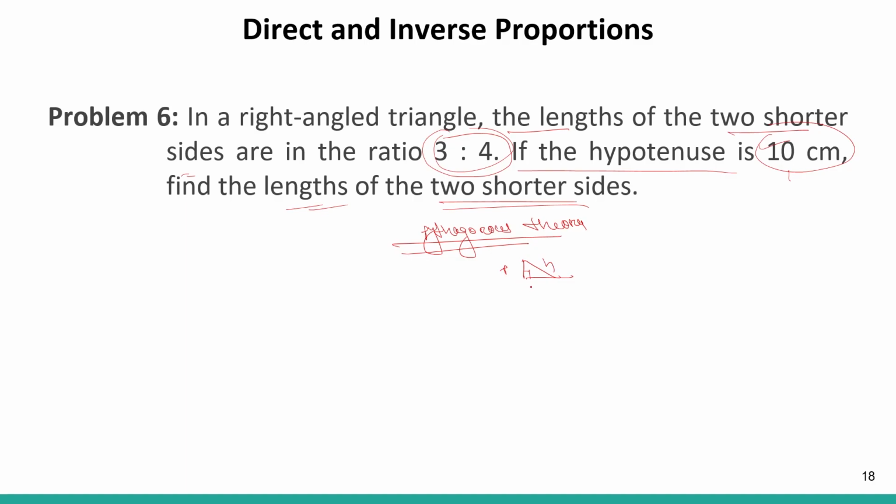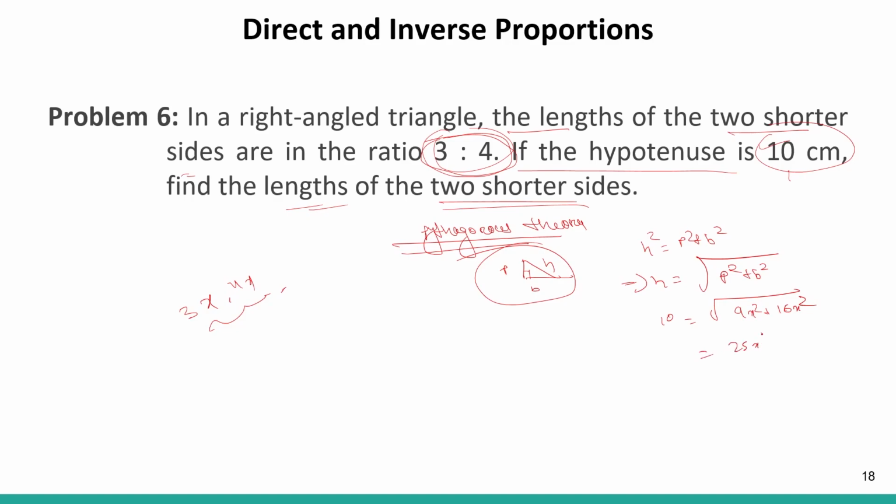We have a right angle triangle. Then this is H, this is P, and this is B. Then these three lengths have a common relation between them, that is H square is equal to P square plus B square. This implies that H is equal to what? Plus or minus root of, it won't be minus, it will be only plus, P square plus B square, right? So let's consider their common factor as x. So 3x and 4x are the lengths of the two shorter sides. So this implies that 10 is equal to square root of 9x square plus 16x square, equal to 25x square, which is equal to 5x, right?